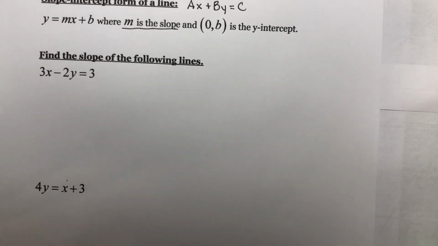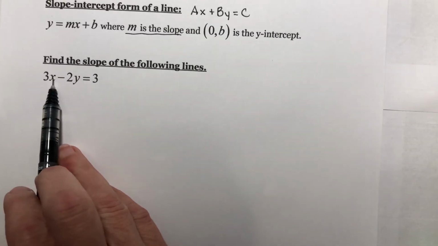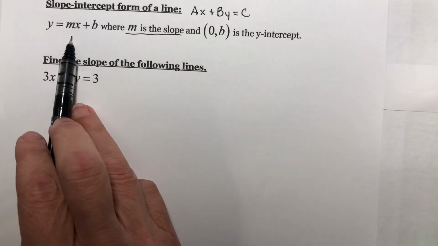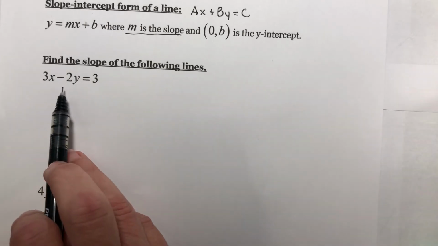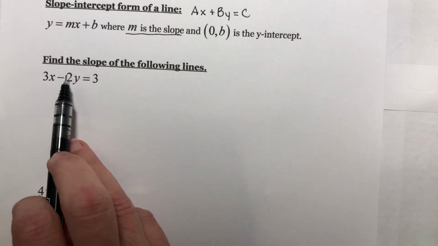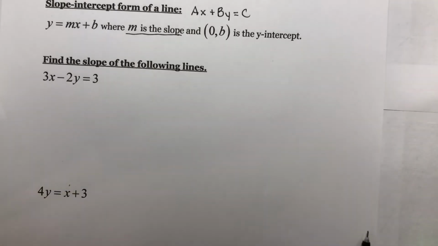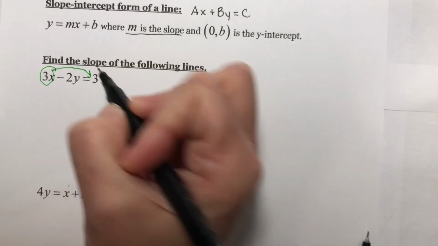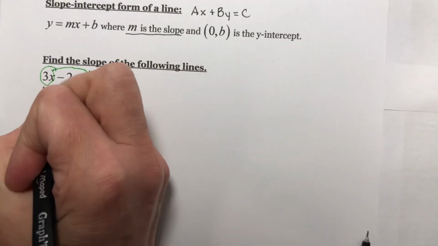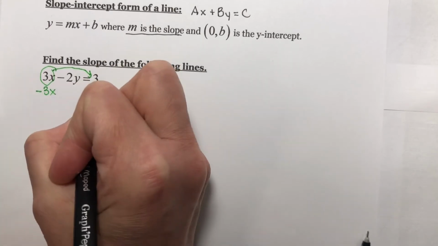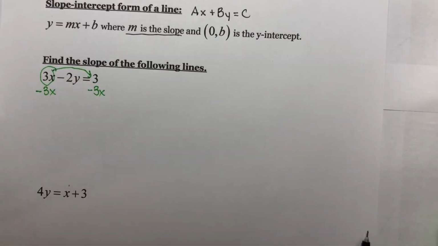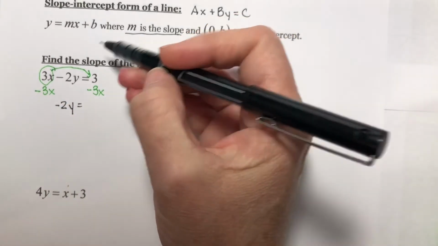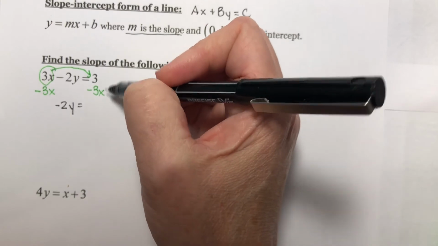Okay, so let's just try finding the slope of 3x minus 2y is equal to 3. What I want to do is rearrange it so that it is in this format, which means that I need to get y by itself. And that means I want to get this 3x, that whole thing, over on this side. This was a positive 3x, so I'm going to subtract 3x from both sides. That leaves me with negative 2y on the left. And these are not like terms, so I'm not allowed to combine them.